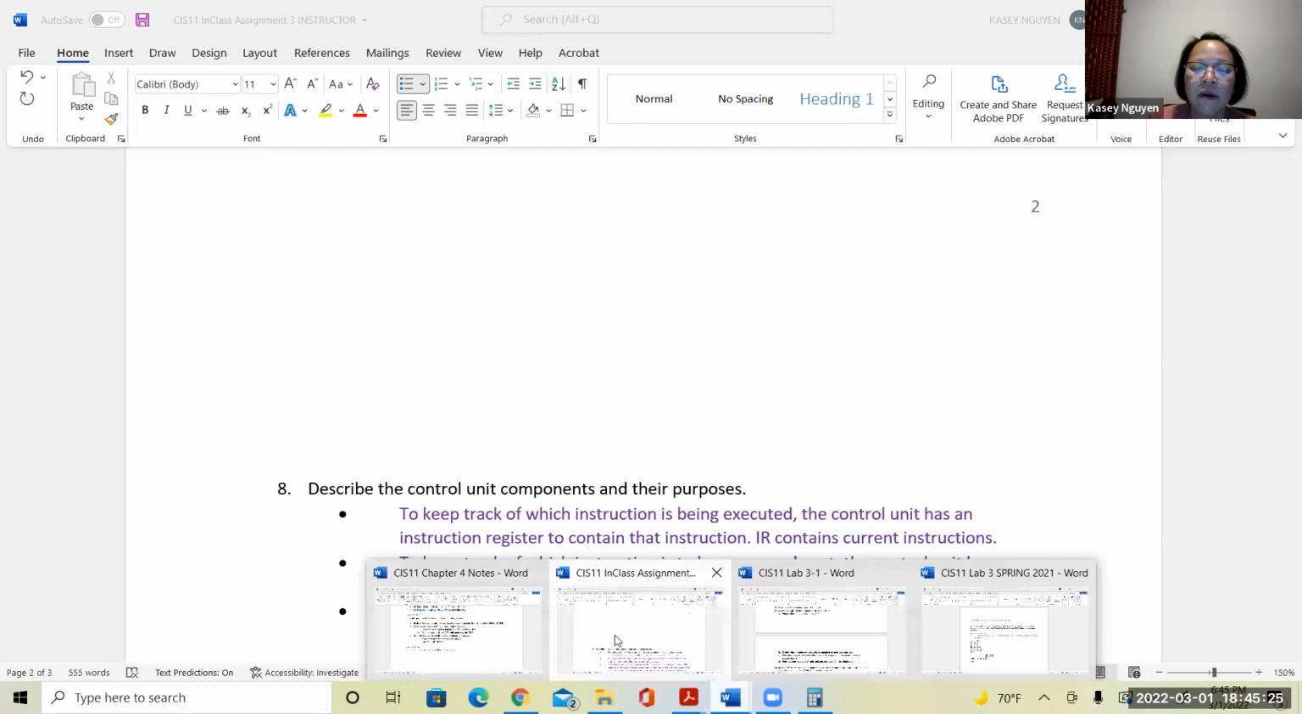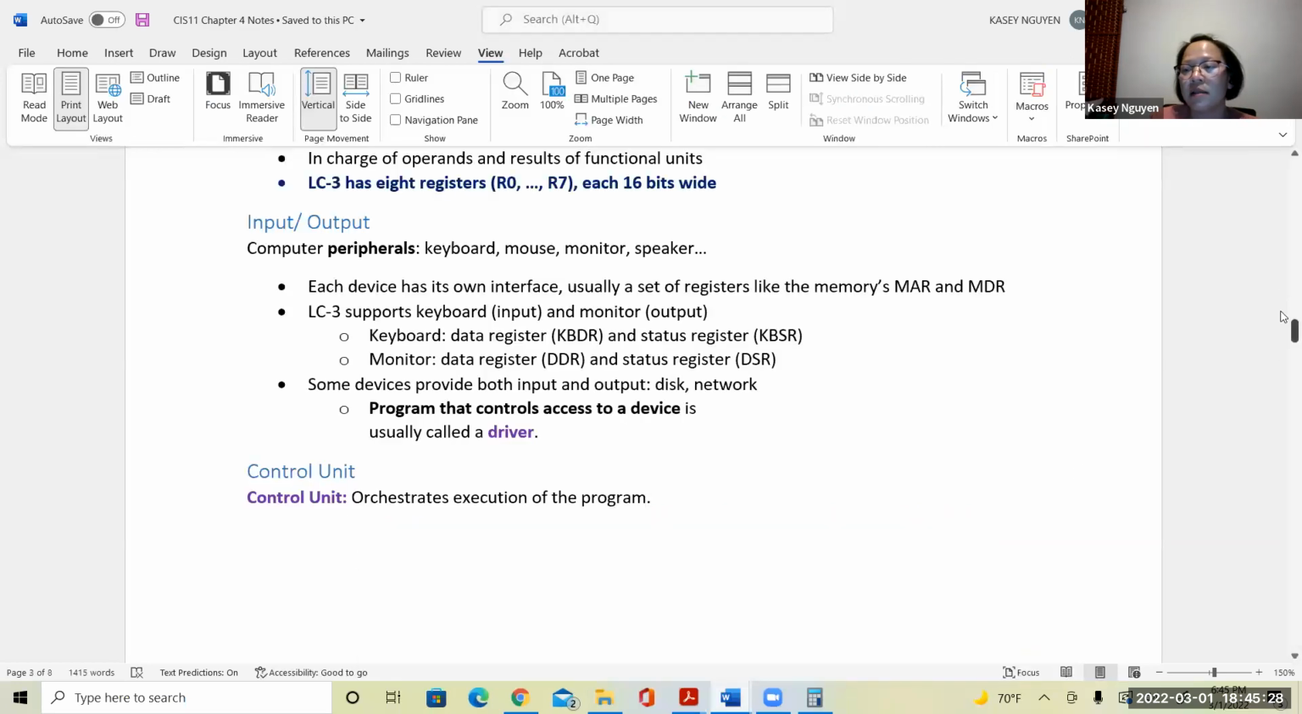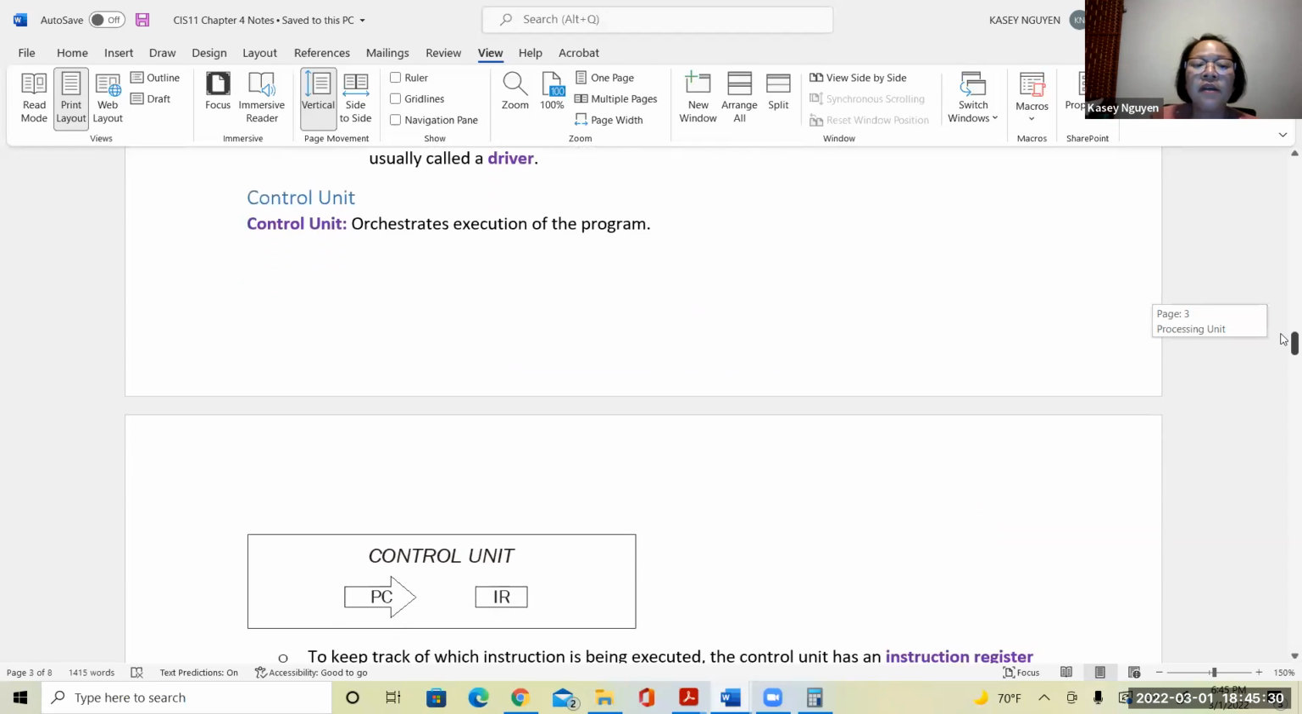Next, we're going to talk more about our processor, and here we're going to focus on the CU. The control unit really orchestrates the execution of the program. When you're looking at the simulator on the top right-hand side, you would see PC and IR, and that's part of your control unit. It coordinates what's being executed, and it interprets instructions for execution.